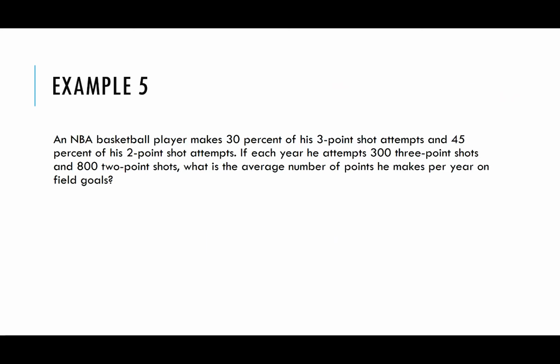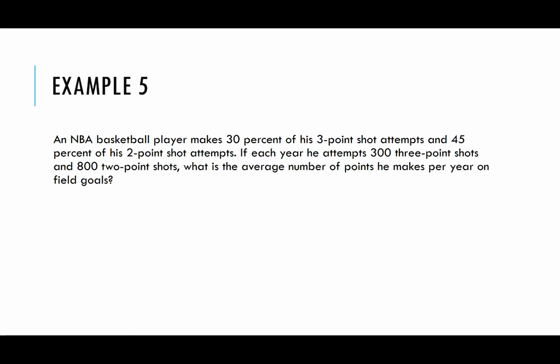So an NBA basketball player makes 30% of his three-point shot attempts and 45% of his two-point shot attempts. If each year he attempts 300 three-point shots and 800 two-point shots, what is the average number of points he makes per year on field goals? So it's basically the same thing as the last problem, but in a couple stages.